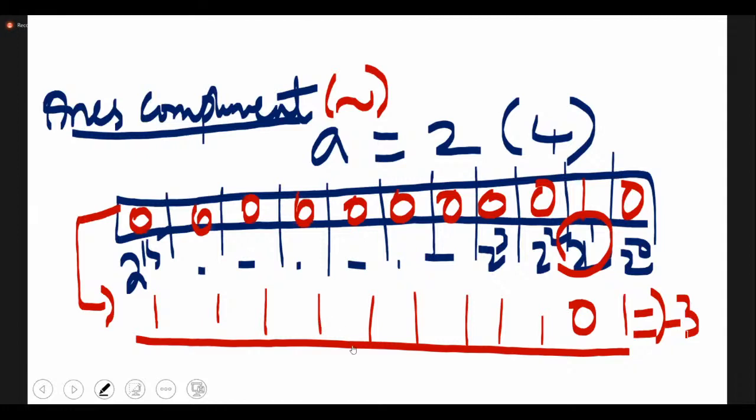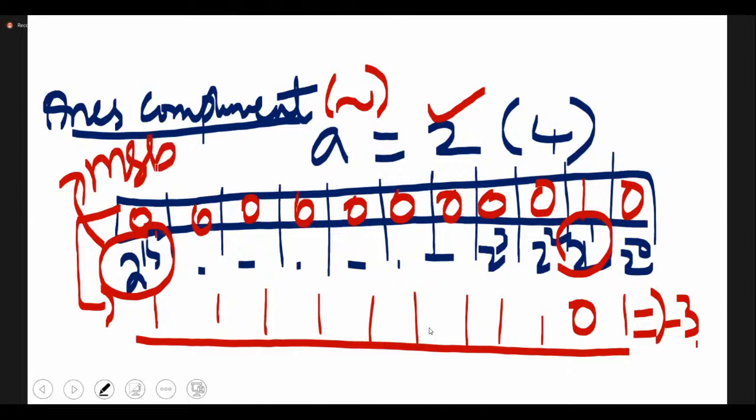Remember, whenever your input for your one's complement is a positive number, it is inverted to a negative number. That is why, because if you see, this is what you call the MSB bit. In the MSB bit, whenever you represent a positive number, it will be 0. If it is a negative number, it is 1. If you observe here, your MSB bit is 1. Definitely, your 2 is inverted to -3.